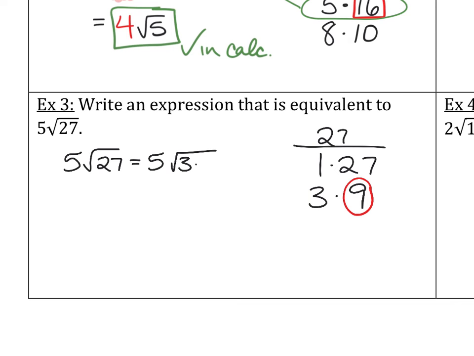3 times 9. But then I can break them apart. I can have 5 square root of 9 times the square root of 3. I just wrote them in a different order. That's okay, I can do that. It's multiplication. What is the square root of 9? 3. So I'm doing 5 times 3 times the square root of 3. What's 5 times 3? 15.